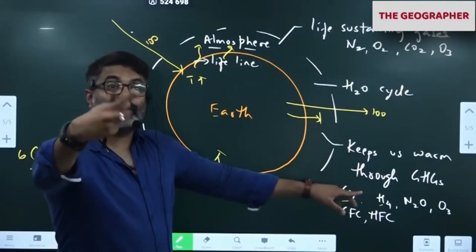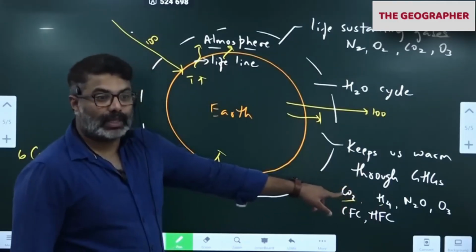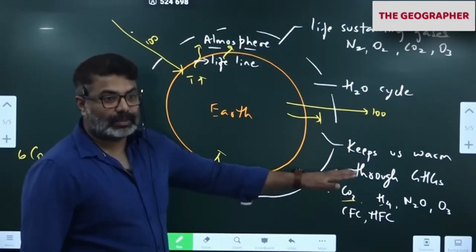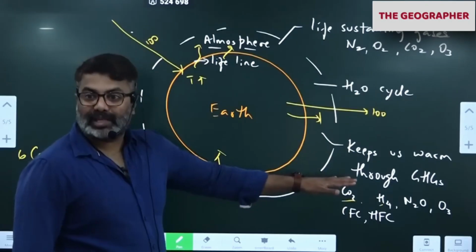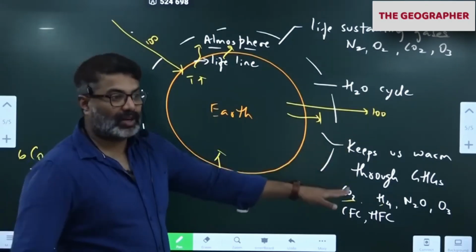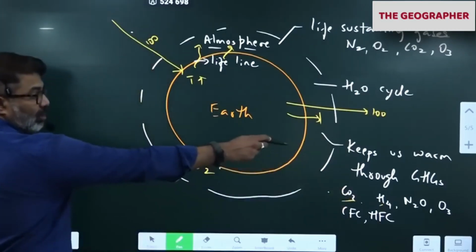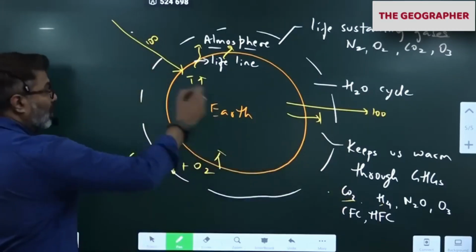We are increasing its concentration in the atmosphere. Carbon dioxide was already within a limit, and we have increased it by cutting trees, burning trees, industries, automobiles, burning fossil fuels and all. So greenhouse gases keep us warm, right?